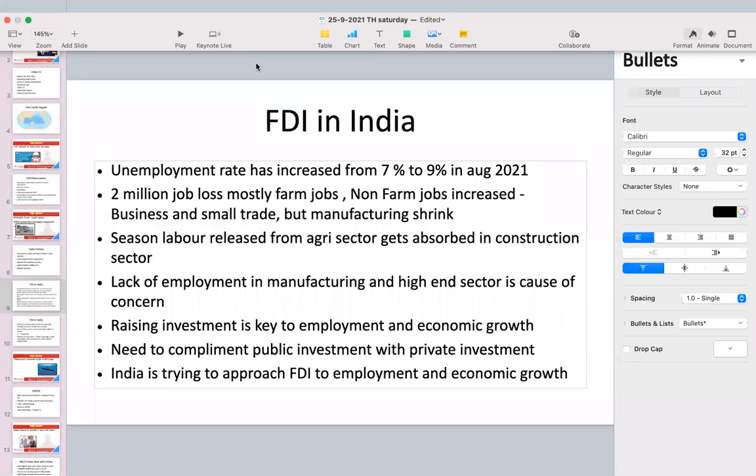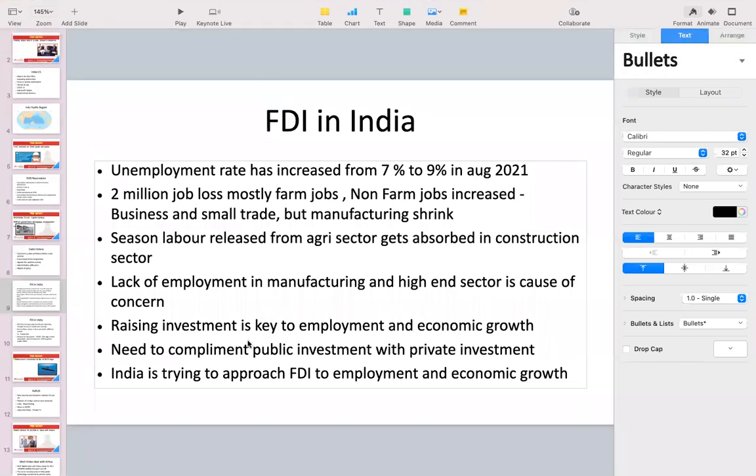This is again the basics of economics. It can be public investment. See, public investment is when government puts money. The Government of India says that it is going to construct a road. That's a public investment in infrastructure.